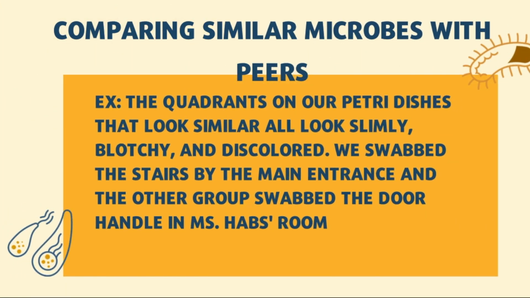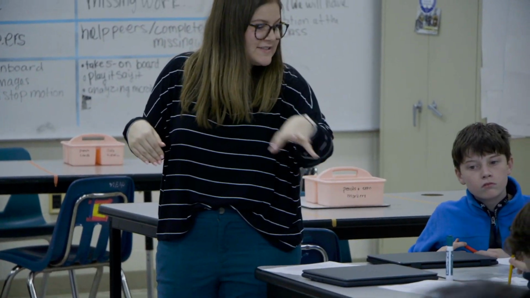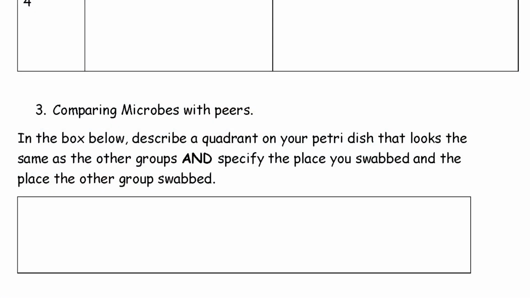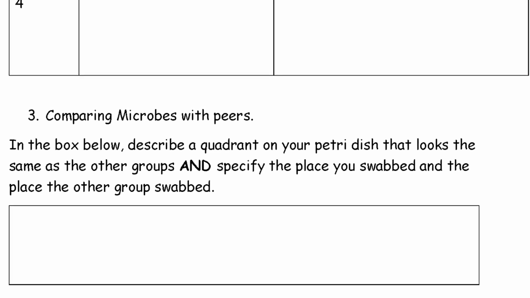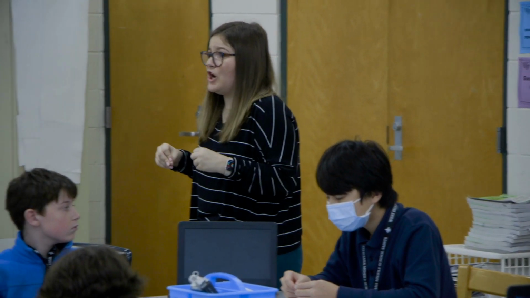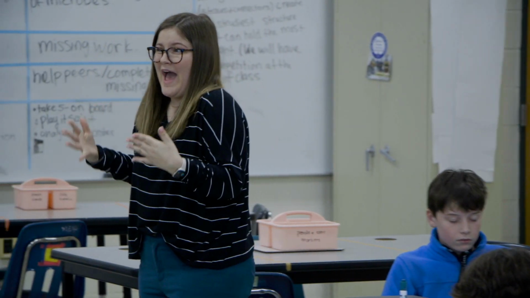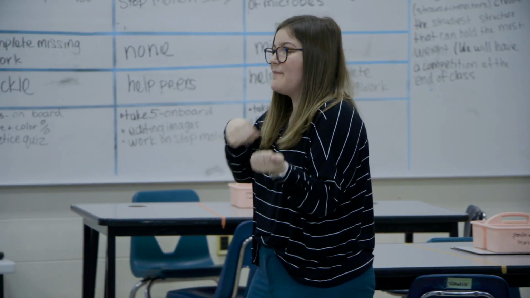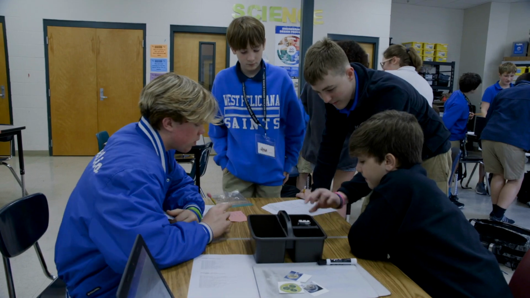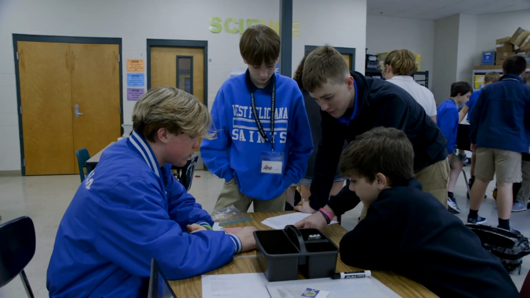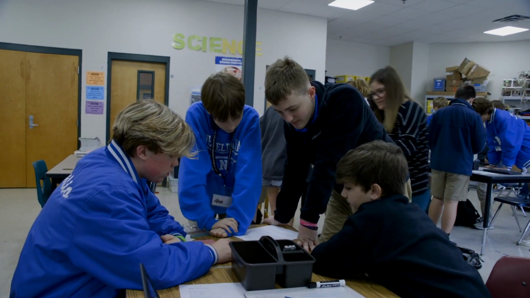So y'all listen. The first step, it's right under there. It says comparing microbes. In the box below, you're going to look at your 2 Petri dishes and pick a quadrant that looks really similar to someone else's. And you're going to tell me how they look similar, and what each of you swabbed. So I say y'all want to compare y'all's 4 and R3 because those are the ones with the most. Y'all's are all bacteria just like ours too.